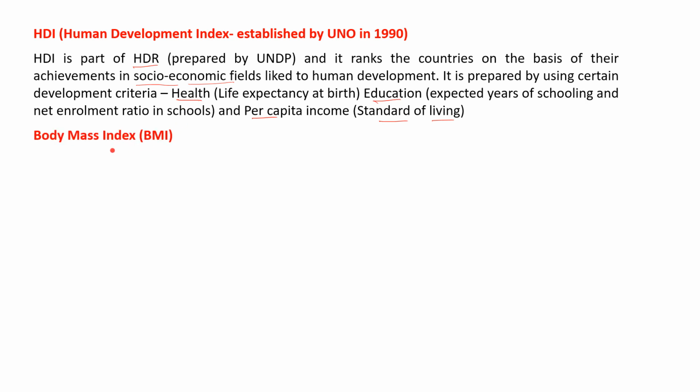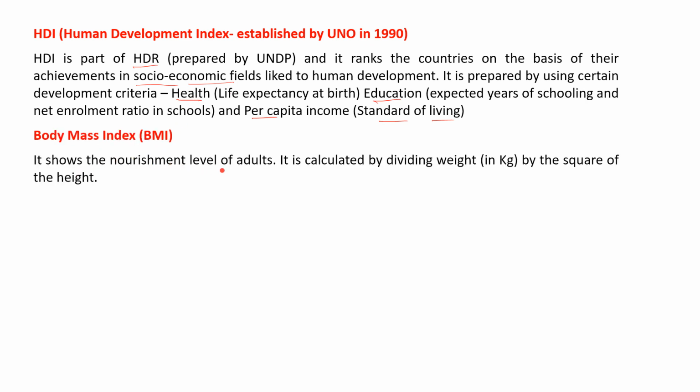Now, body mass index. It shows the nourishment level of adults. Children are not included because they are still growing, so they will have different body mass index at different times. But for adults, the BMI can be the same. It is calculated by dividing weight in kg by the square of the height in meters. So whatever figure comes will be the body mass index.